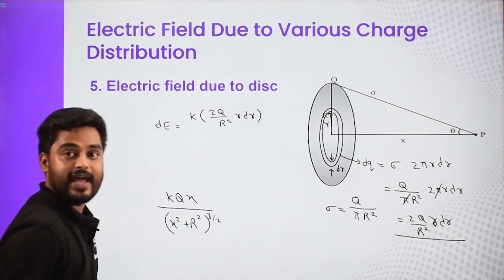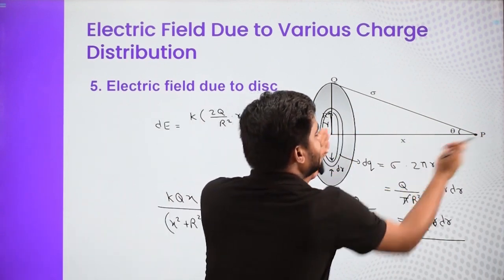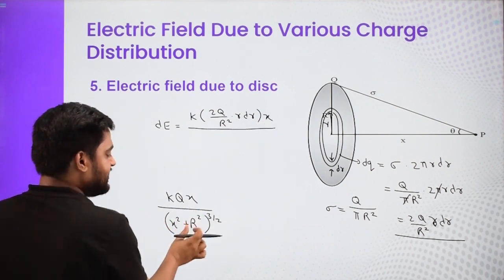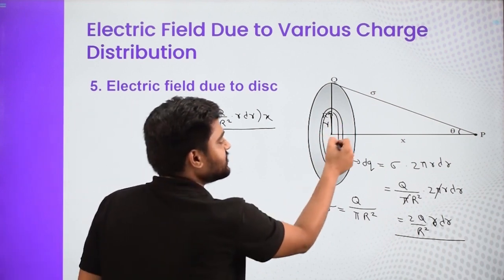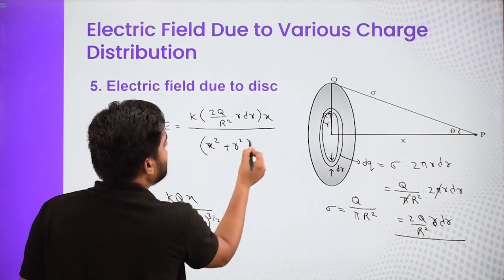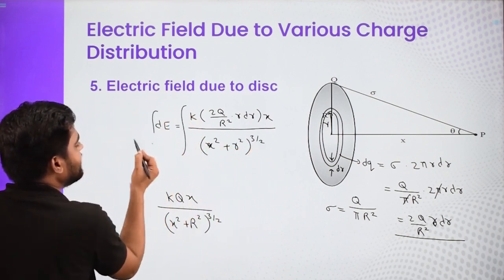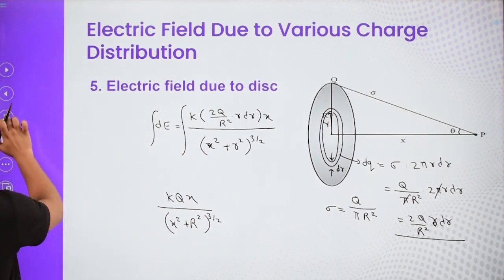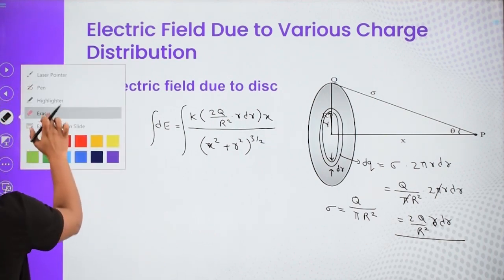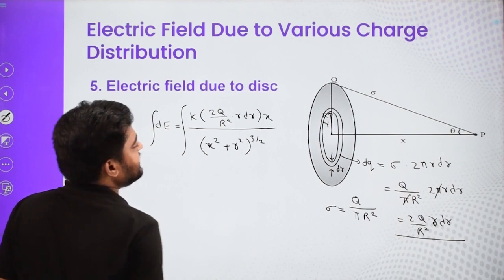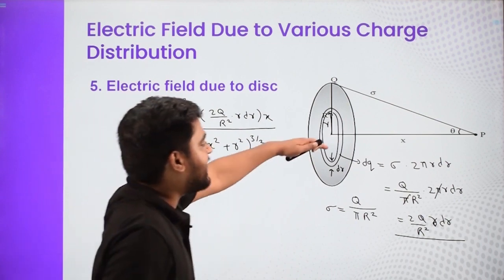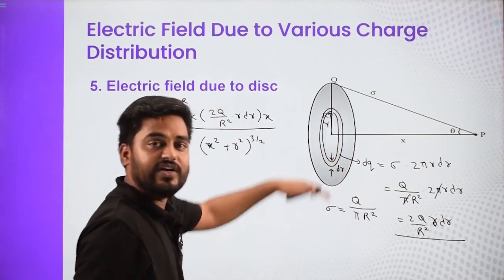This is my q. And x, what was x? x was the distance from the center of the ring, which is still x, divided by r square plus x square. What is r? r was the radius of the ring, but here the ring has a smaller radius, so we say x square plus small r square raised to power 3 by 2. Now I am going to integrate this to get the total electric field due to the disk. What will be the limit? Here r is changing, so the limit on r is 0 to capital R. Such small rings will cover the entire disk.